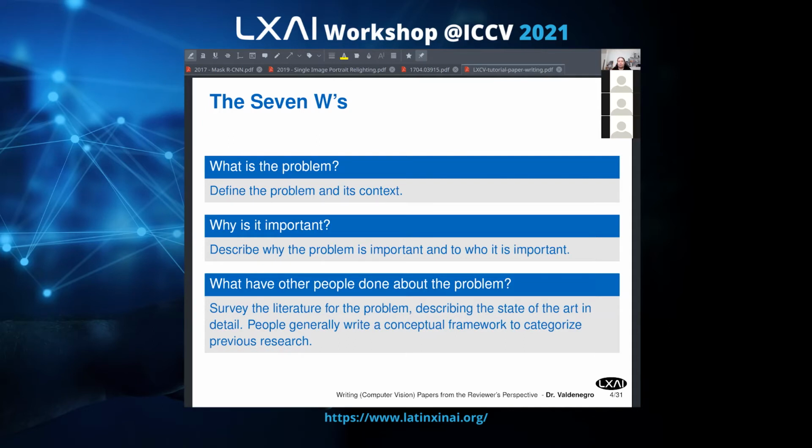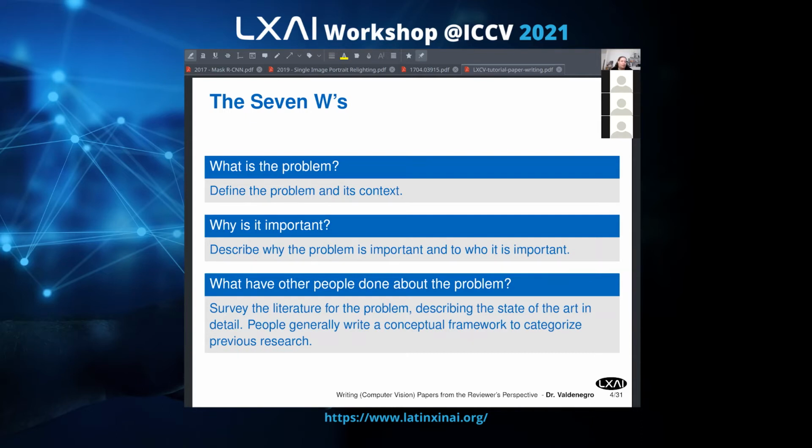So the first W is, what is the problem? And of course, here we need to define the problem and its context. This is very important, because if you read a paper, at the beginning they always mention what the problem is and why, to whom it is important. And that's the second W.